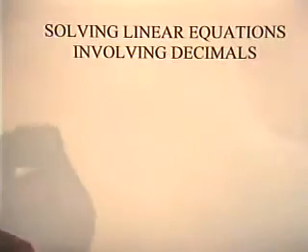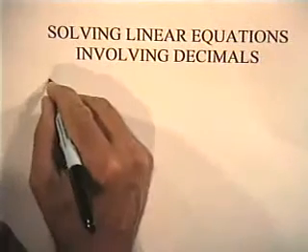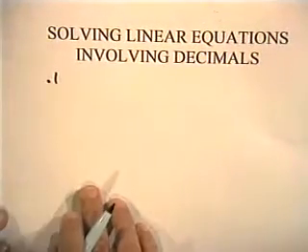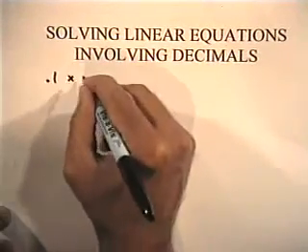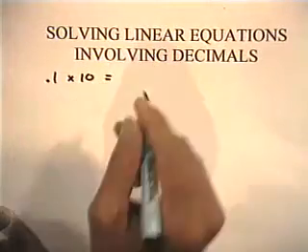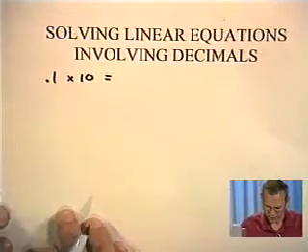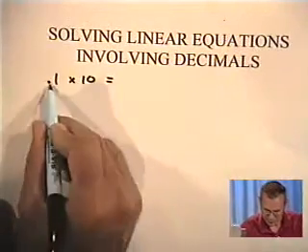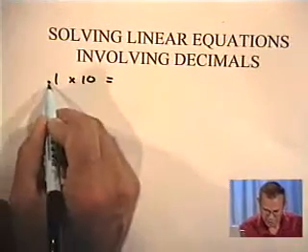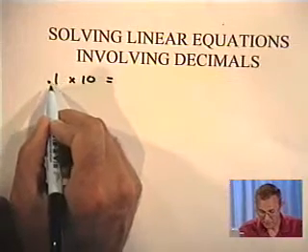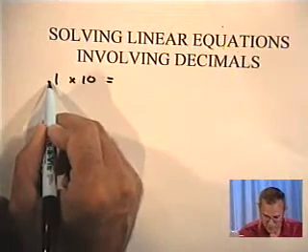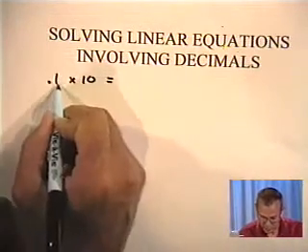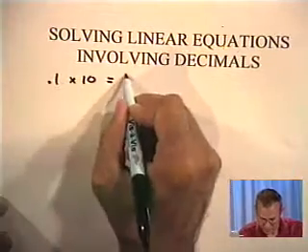Solving linear equations involving decimals. Let's take a look at a decimal, 0.1. Let's remember what happens when I take 0.1 and multiply it by 10. If we remember from long ago when we first were introduced to decimals, when I multiply by a power of 10, I simply move the decimal place over however many places I need to. In this case, multiplying by 10 means I move the decimal to the right one place. So 0.1 times 10 is 1.